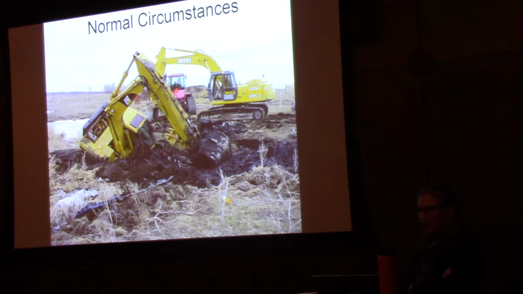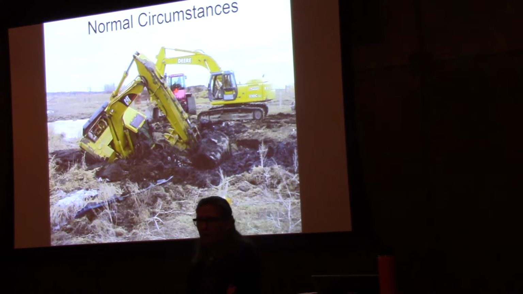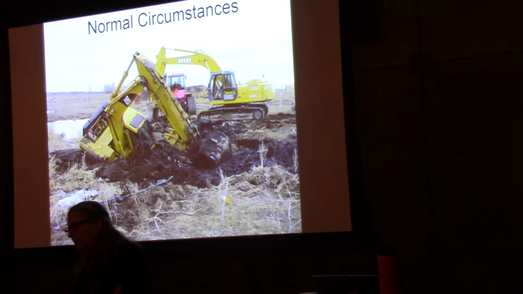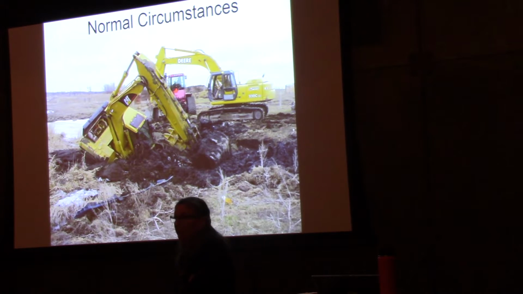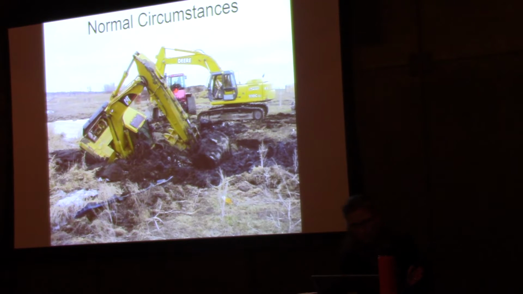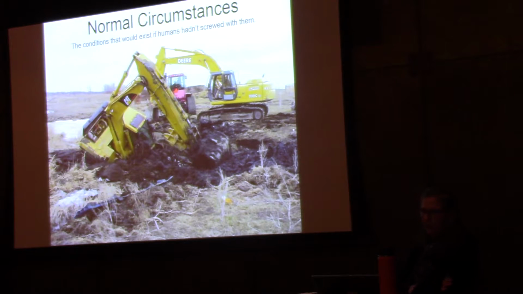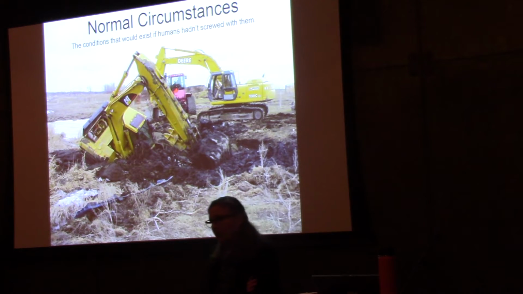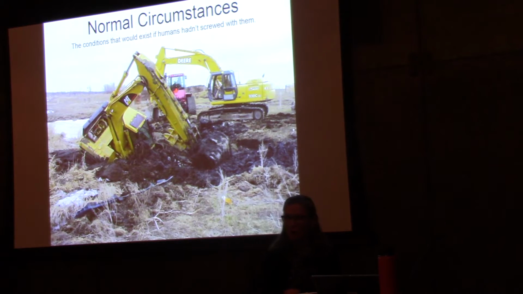I kind of pulled it together based on other material, of course we teach this in basic delineation. It's a concept that we need to understand, and sometimes it's hard to understand. So what I basically say is, normal circumstances are the conditions that would exist if humans hadn't messed with them. I mean, that's really the bottom line. And I'll go through a few examples.